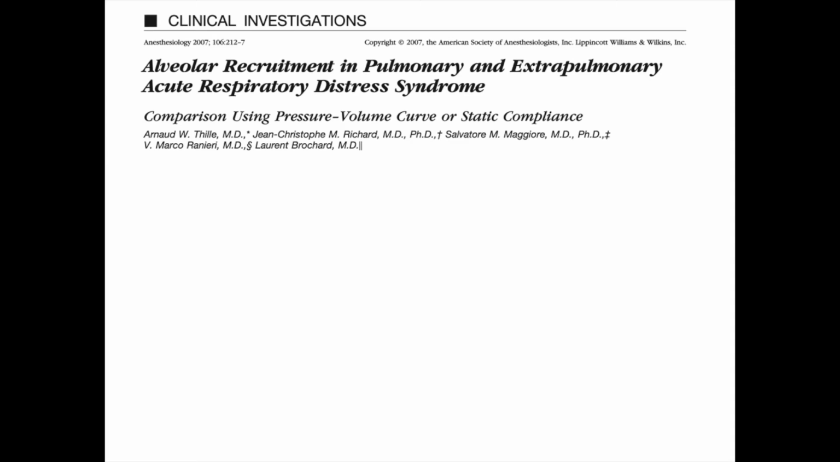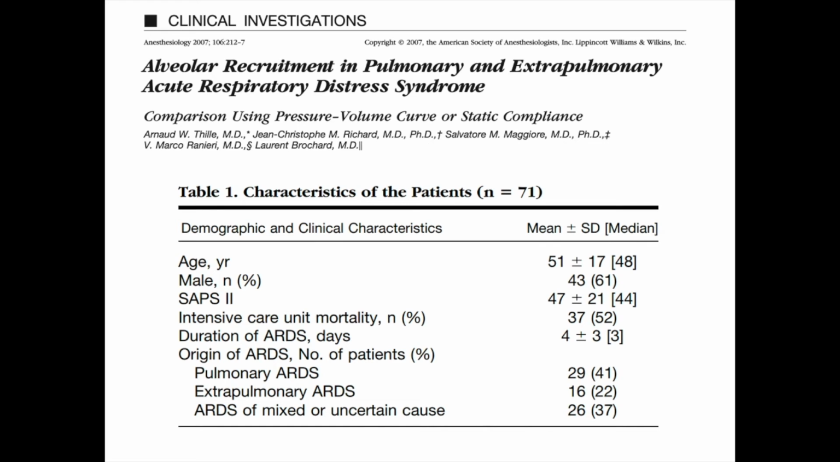Now, the other problem that we see is in this particular study looking into the alveolar recruitment based on pulmonary and extrapulmonary. We keep on talking about direct and indirect, pulmonary, extrapulmonary. But if you look at the study results and how the studies are being done, here the origin of ARDS in pulmonary was 41%, in extrapulmonary was 22%. But a major chunk, almost 37% of the patients, had an uncertain cause. So in almost 40% of the patients, we don't know what the classification was. So these patients will be misclassified.